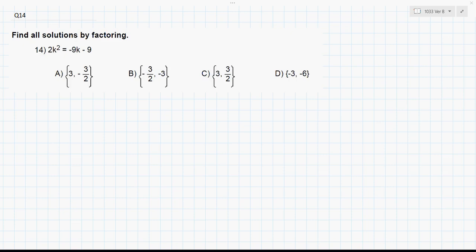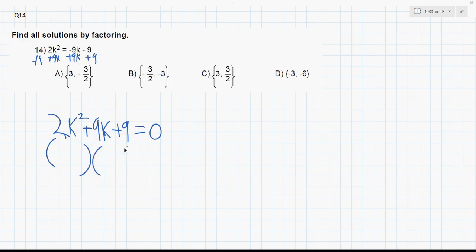Okay, so we're going to have to find all solutions by factoring. First thing we have to do is make sure everything is on the same side of the equation, which we could move it towards where everything is negative, but we're actually going to move it towards us, so we're going to make everything positive. So that means we're going to add 9k to both sides, and then we're going to add 9 to both sides. So that's going to give us 2k squared plus 9k plus 9 equals 0. And at this point, we're going to have to factor.